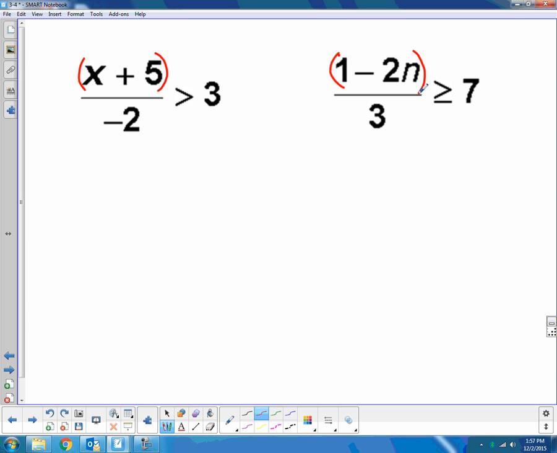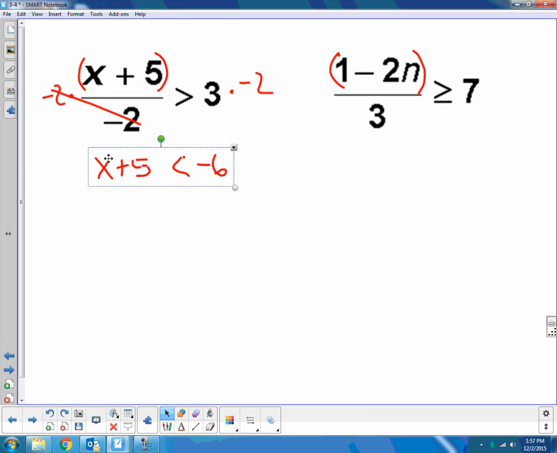I can get rid of this great division here, divided by -2, by multiplying times -2. -2 divided by -2 is 1. So I have x plus 5 left over. But remember, if you multiply by a negative, you've got to flip that symbol around. So it becomes -6 right there, and x plus 5 is less than -6.